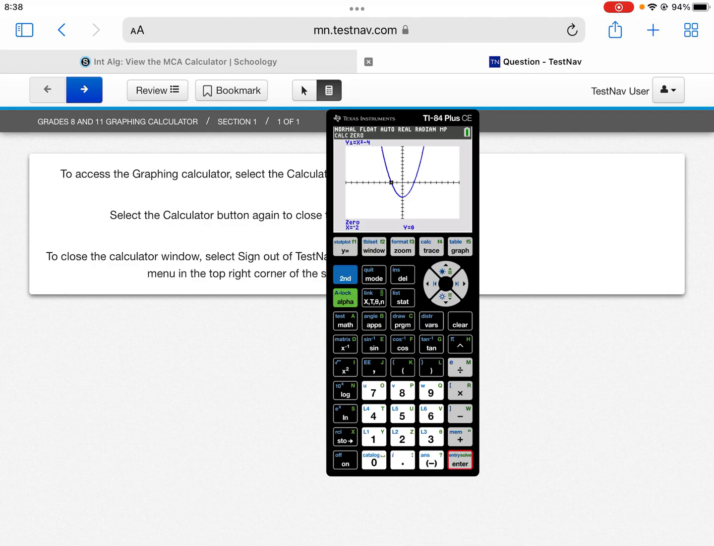All right, so I'm going to find the other zero now, and I'm going to hit second trace, go down to zero. Now I'm going to find this other solution, so I'm going to move my cursor over, and this is the zero I want to find, right? I'm blinking right on that zero. But remember, I have to give it a left bound and a right bound. So I'm going to go to the left of this solution.